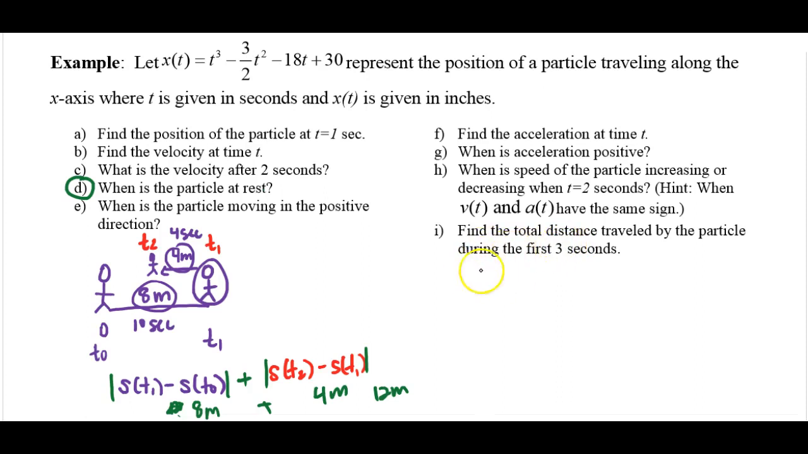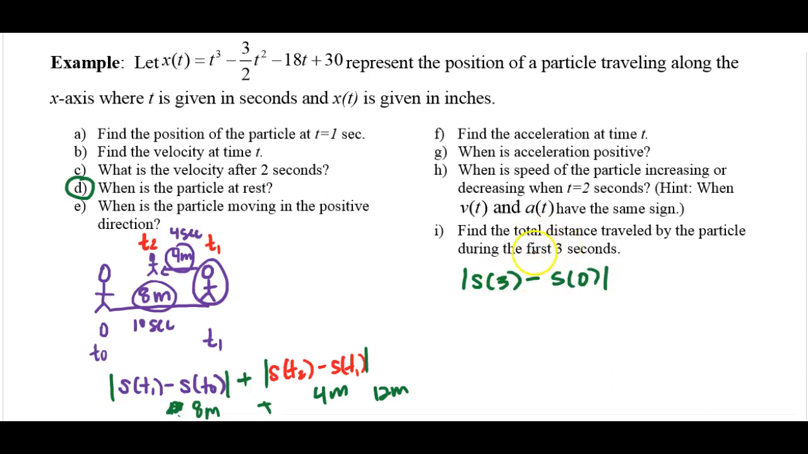So in order to calculate the distance, what I would need to do is just find the position at 3 seconds, so what's s of 3, and subtract the position at time 0. So where I ended up after 3 seconds minus where I started at time 0, and take the absolute value of those two locations, those two positions, and that will tell me how far I traveled.